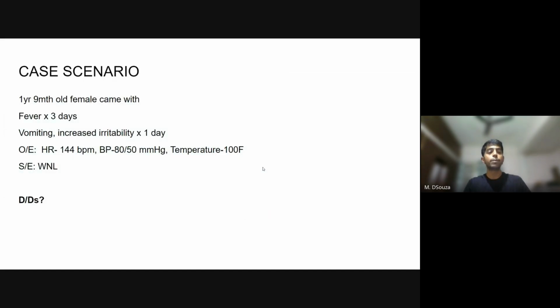Moving forward, we come to another case scenario. A 1 year, 9-month-old girl with complaints of fever for 3 days, vomiting, and increased irritability since 1 day. On evaluation of the vitals, the child is tachycardic, with normal BPs, and is febrile. Systemic examination is once again normal. Okay, for this, I would want someone to venture a guess.